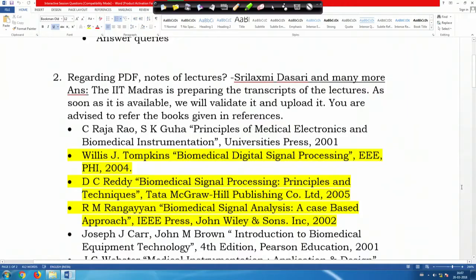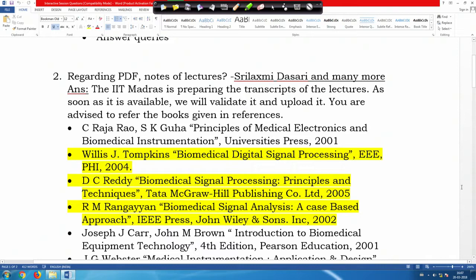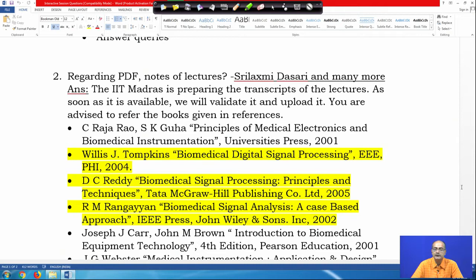Next, I would like to go for the second question by Sri Lakshmi Dasari, and many more people in the forum asked this question: what about the notes of the lecture and PDF. Now, preparing the transcript is on the agenda of the NPTEL team, and IIT Madras is looking into it. They are in the process of preparing it. Once that is available, it would be shared with you. But till that time, I think we have enough material to go through. The video lecture is just providing you a cursor to what to read and what sequence to maintain.